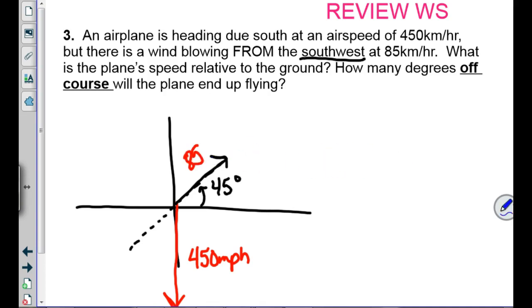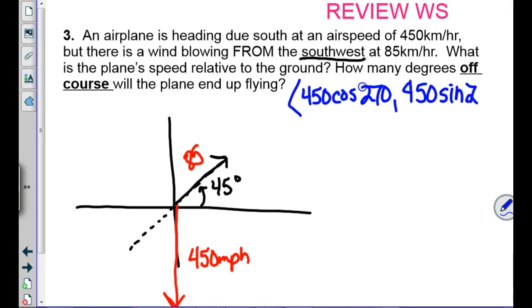How do we do the components for the plane? If you wanted, you could do 450 cosine of how many degrees? 270 and 450 sine of 270. What is it just going to end up? It's going straight down, 450, okay? You can type it, but that's what you're going to get.